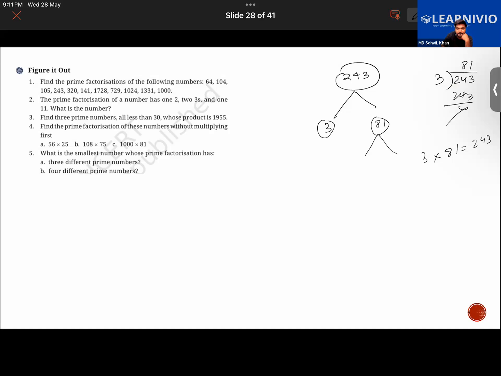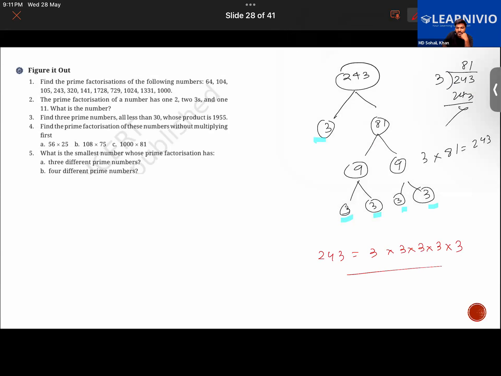Now 9 can be further written as 3 times 3, and this also is 3 times 3. But 9 is not a prime number, so that's why we further broke it down. Hence the prime factorization of 243 equals 3 multiplied by 3 multiplied by 3, then 3, and then again 3. How many threes? Total 5 threes. In short, I can write it as 3 raised to the power 5. Like this also I could have written it. So that's the prime factorization.